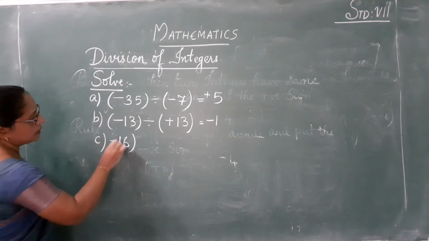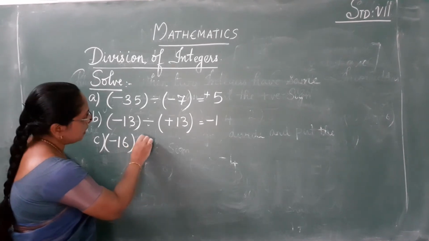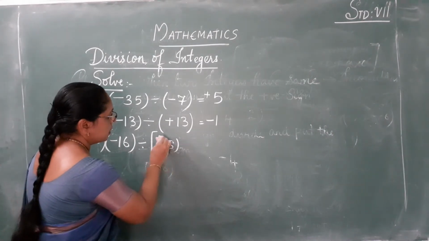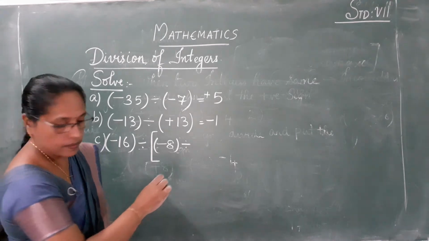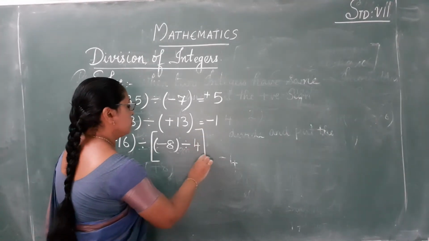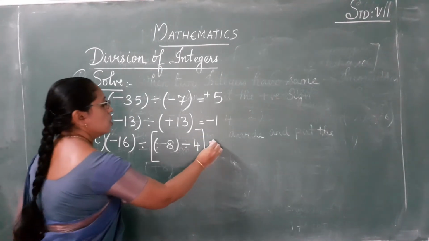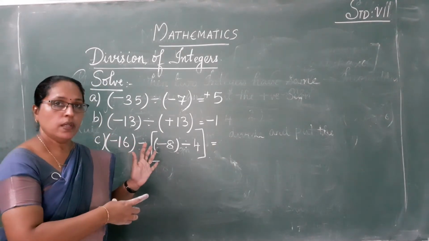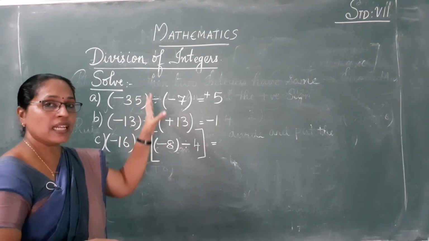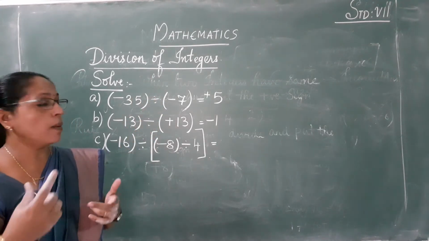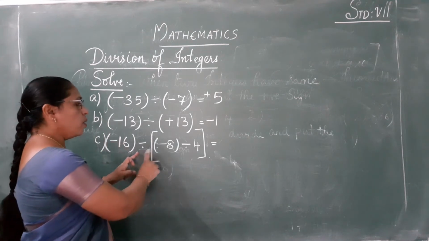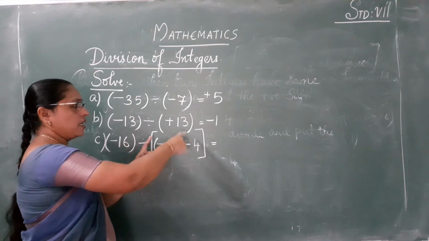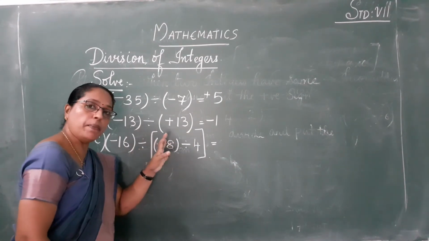Okay. Next one, C. Negative 16 divided by bracket negative 8 divided by 4. Okay, so here it's division, but the question is in a different form. Don't expect always the question in the direct form. The questions can come in more complicated form, but still the operation is division. But remember children, when the question has a bracket, first we should focus on the bracket.